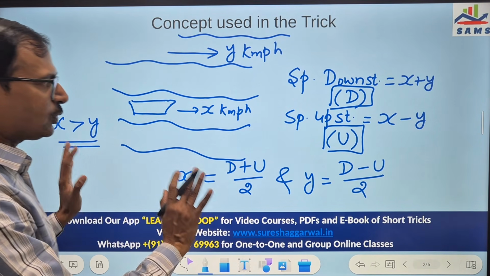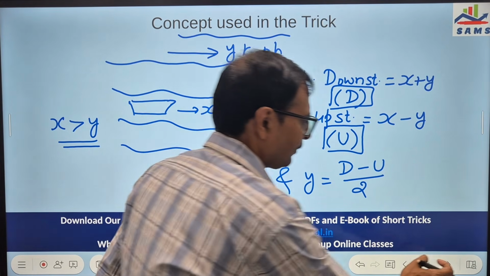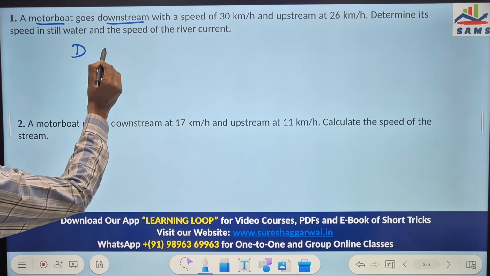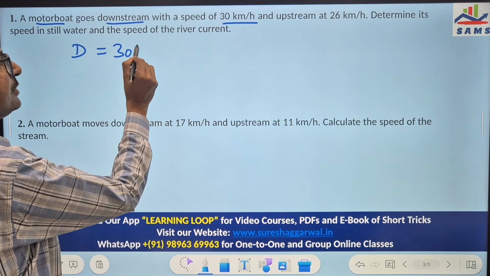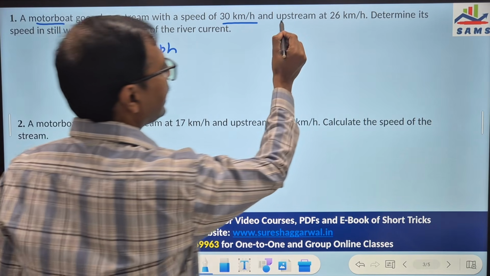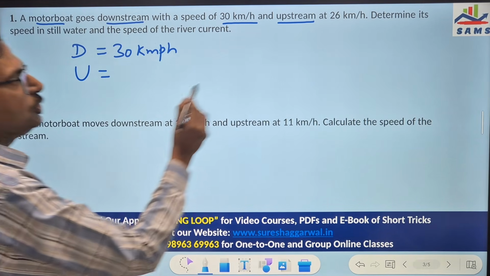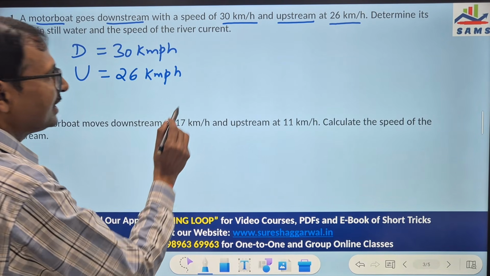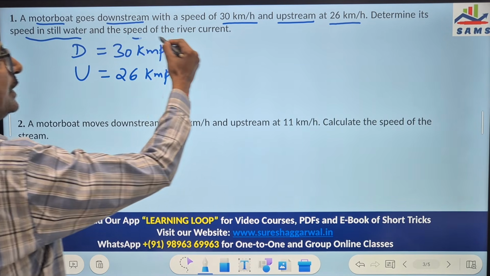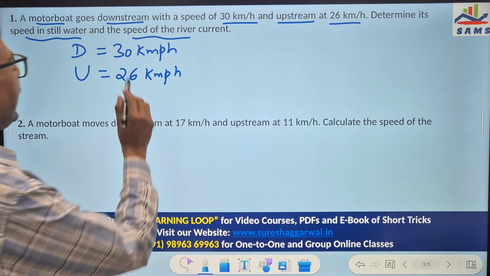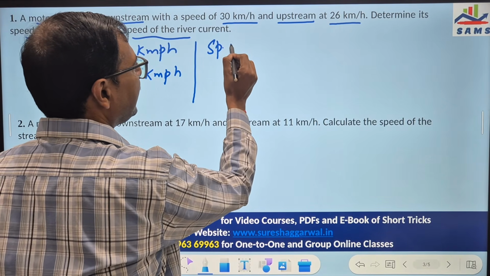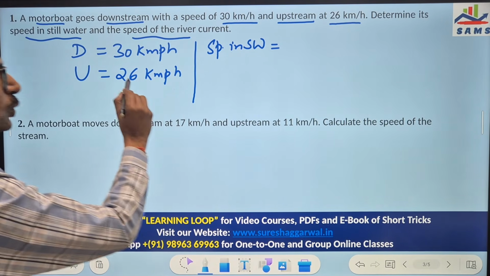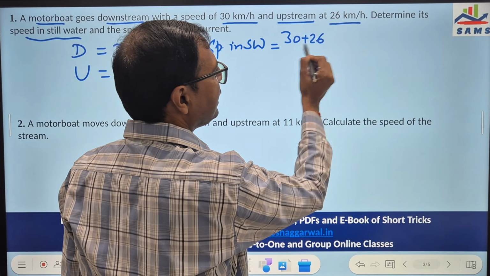Let's try it on one question so that we can understand and apply the concept. Here you can see there is a motor boat which goes downstream. So we have D given to us with a speed of 30 kmph, and upstream speed U is 26 kmph. Now we need to calculate both the things, that is speed in still water and speed of the river current. So to find the speed in still water, I'll write SW, still water, we just need to add these two, 30 plus 26 and divided by 2.